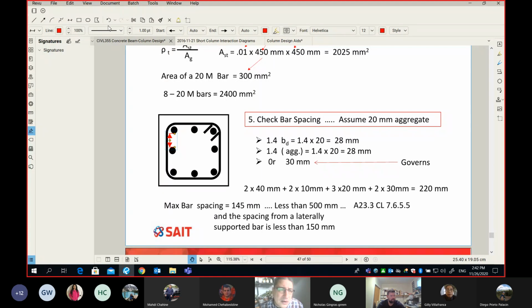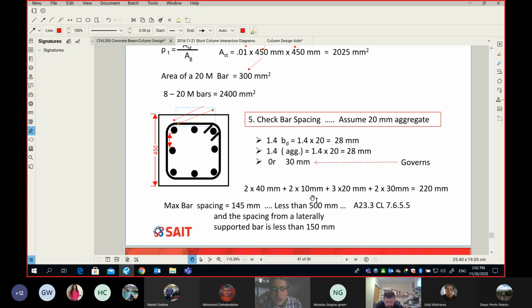Let's check, because remember, there is no super science here. Let me put some dimension. From here to there, how much is that? 450. And do we know the cover? Yes, we know the cover. Do we know the tie diameter? It's a pure geometry problem. So we say 450, minus 2 cover, minus 2 tie diameter, minus 3 bars, and divide by 2, so we get the spacing, and this spacing must be more than 30 millimeter. So that's one check.